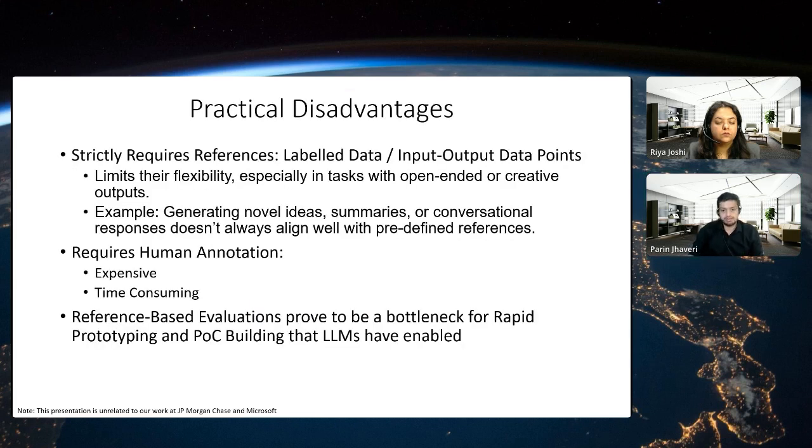But the previous two methods, statistical and embedding based metrics, while they are foundational in LLM evaluation, have come with significant practical challenges. Let's unpack these disadvantages, focusing on the constraints they impose on modern workflows. Both statistical and embedding based metrics depend on pre existing datasets with clear input output mappings or gold standard answers.